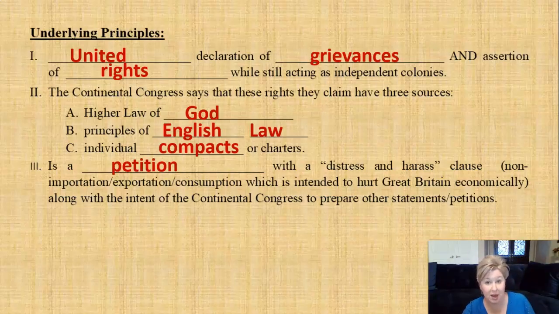So what we have here is a petition. We want you to repeal these things that are wrong, but we're already moving to a little bit of distress and harass. We've been petitioning forever. So now we're going to boycott you and try to hurt you economically. And then they also say we're going to prepare these other statements. So it's a petition with already a little bit of distress and harass out of Magna Carta 61.